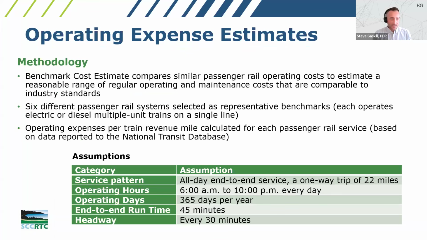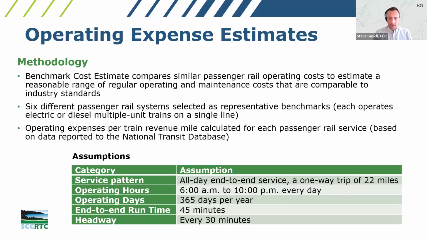So next slide, thanks. So how did we come to this? We developed what's called a benchmark cost estimate. So we looked at similar passenger rail operating costs to estimate what a reasonable range might be for this passenger rail. So we selected 6 different systems to use as representative lines. Each of these systems, which I'll go through in a moment, operate a single train line, using either electric or diesel multiple unit vehicles.